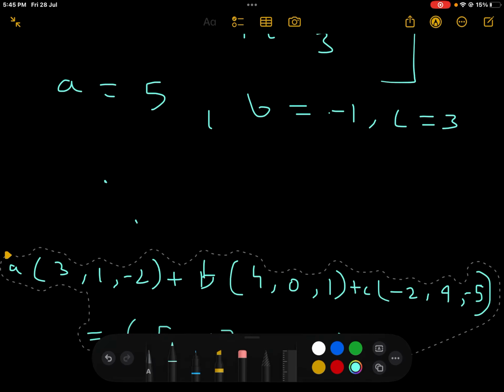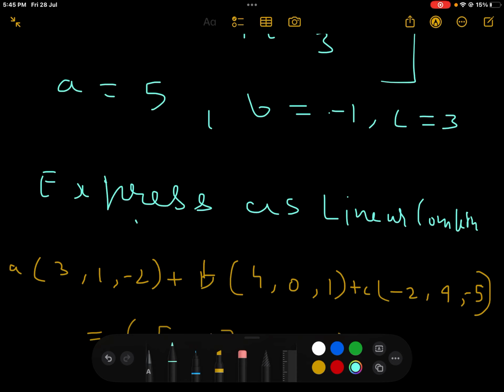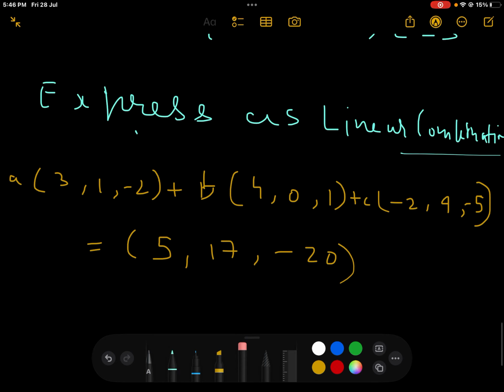So expressing as a linear combination, we'll replace the values of a, b, c. So we got the value of a to be 5, b to be minus 1, and c to be 3. So we have expressed it as a linear combination too.